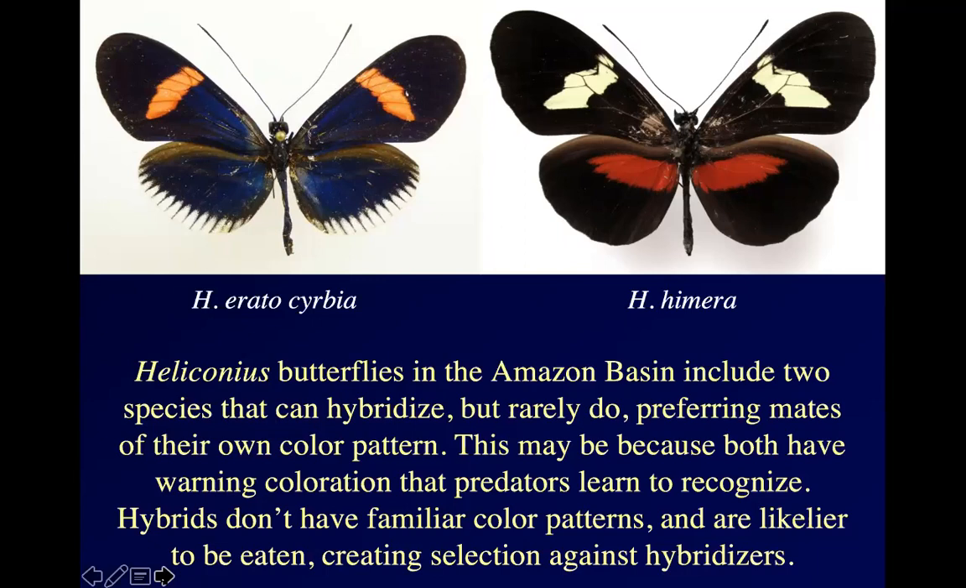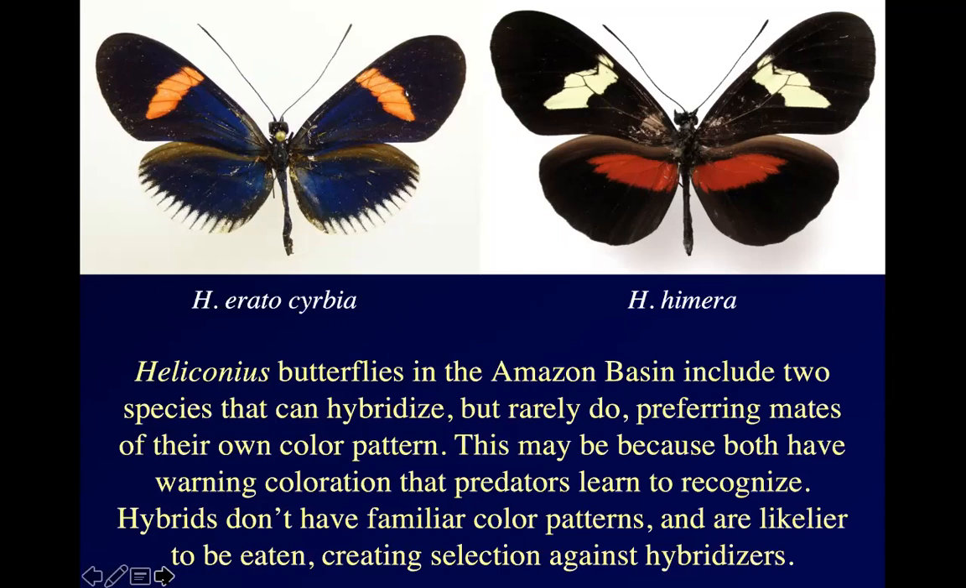This is called Mullerian mimicry, where you have a number of species that evolve similar warning patterns, such that if a predator eats one and gets sick, it learns to avoid all of the species that are mimicking each other. So Heliconius hemera looks like a number of other species that are all toxic, and if a predator eats one, it'll leave all of them alone. Heliconius erato, it's the same thing. Hybrids don't have the color patterns of either parent, which means that predators have not learned to avoid them.